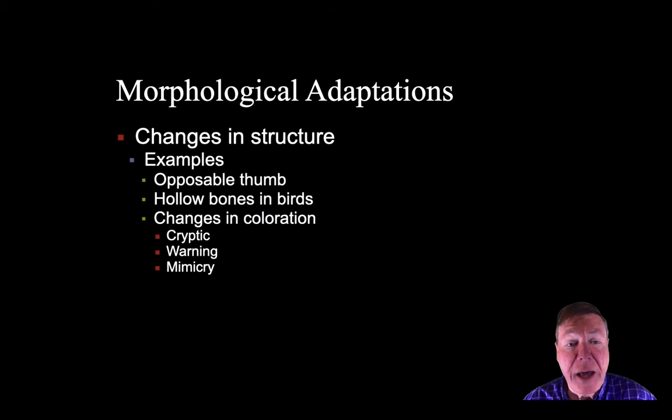A morphological adaptation is a change in structure. For example, opposable thumbs. I'm going to talk about these. Hollow bones in birds, or changes in coloration. And in changes of coloration, we could be talking about cryptic, which you would call camouflage, or warning, or mimicry. We'll talk about all of those.